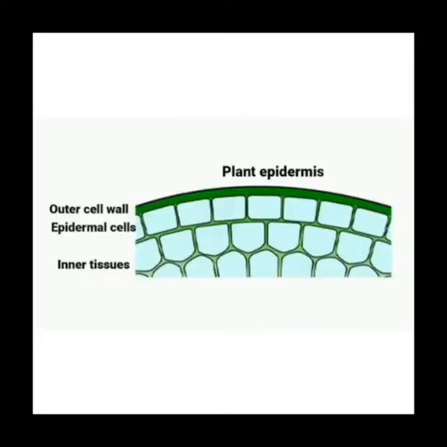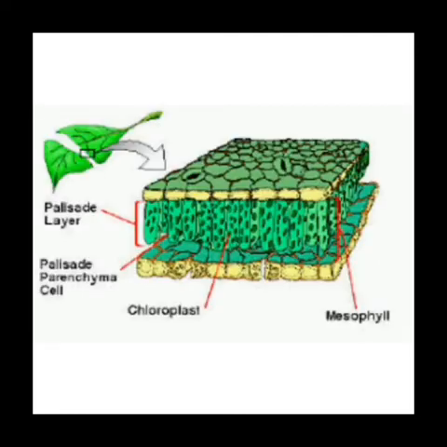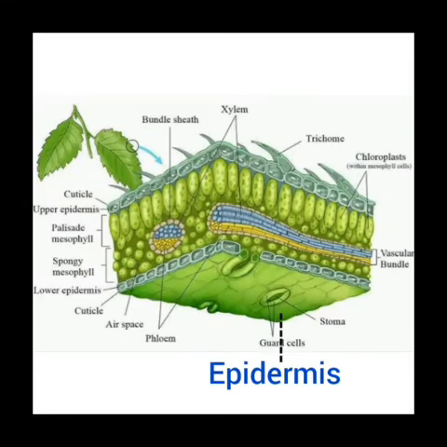The layer of cells that is equivalent to our skin, present in plant root, stem, leaf and flower, is called epidermis. Stomata are present in the epidermis of leaves. This epidermis is the outermost layer of cells in the plant body. It is made of a single layer of cells. The cells of this layer lack intercellular space.